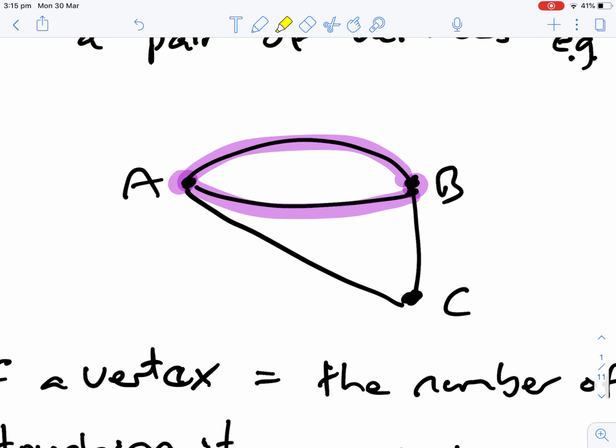If we looked at this graph again, A would be an odd vertex, and I get into the habit in my diagrams of circling the odd ones because it is an important concept that we tend to use a bit. B is also an odd vertex, and C would be an even vertex, and they're going to be important concepts for us.